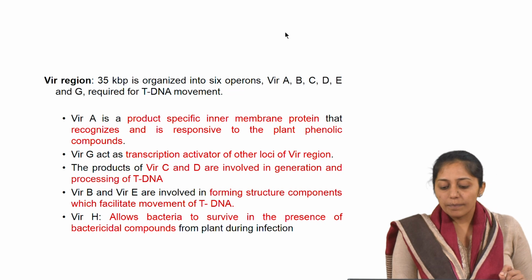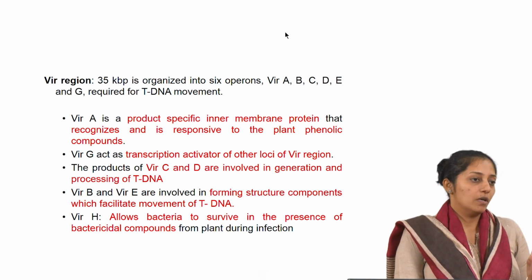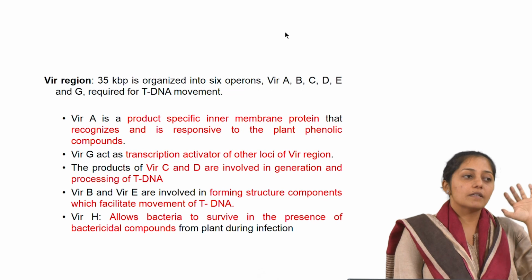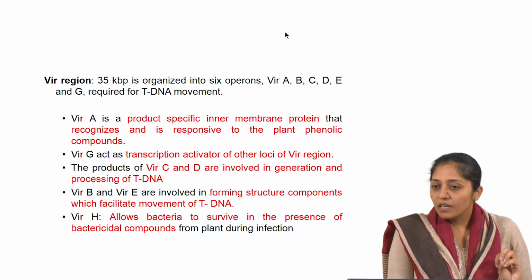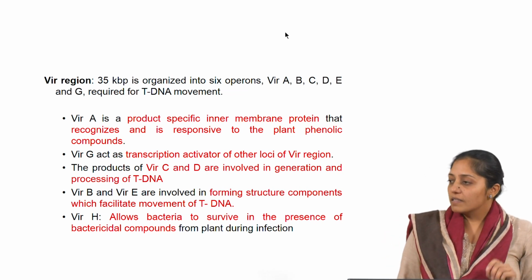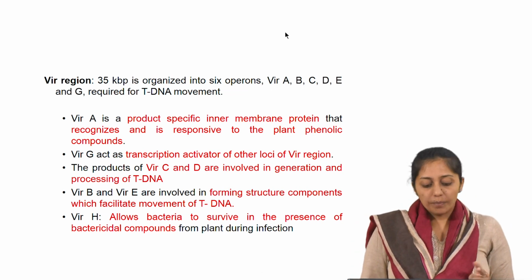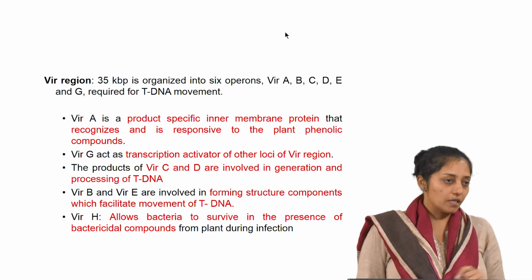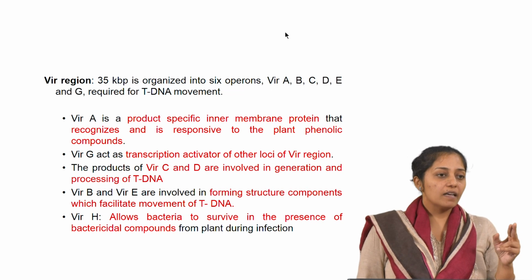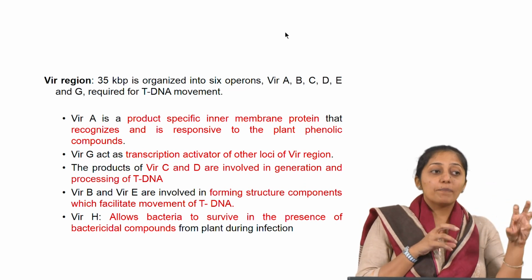So VirA is a product specific inner membrane protein that recognizes and is responsive to the plant phenolic compounds. So this is what is responsible to recognize plant phenolic compounds, so it acts as a receptor. VirG acts as a transcription activator of other loci of the virulence region. The products of VirC and VirD are involved in generation and processing of tDNA, which means creating a nick, then replicating and then packaging it, which means the 5' end is capped.